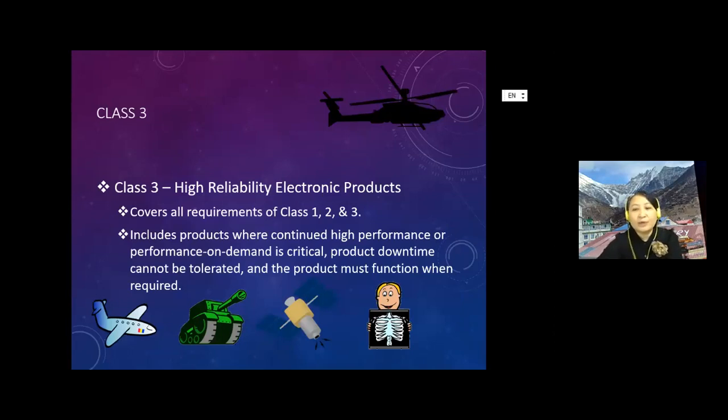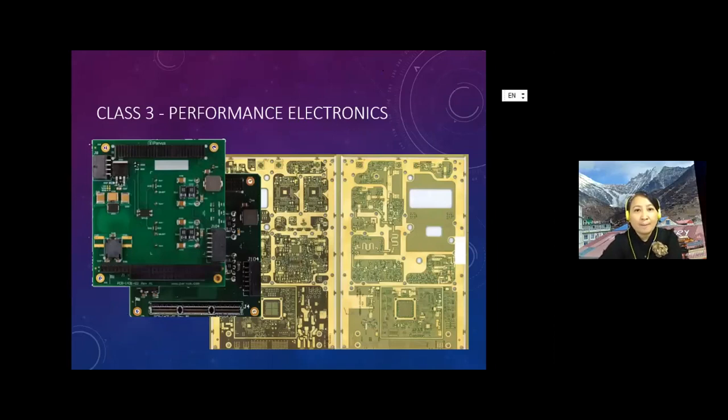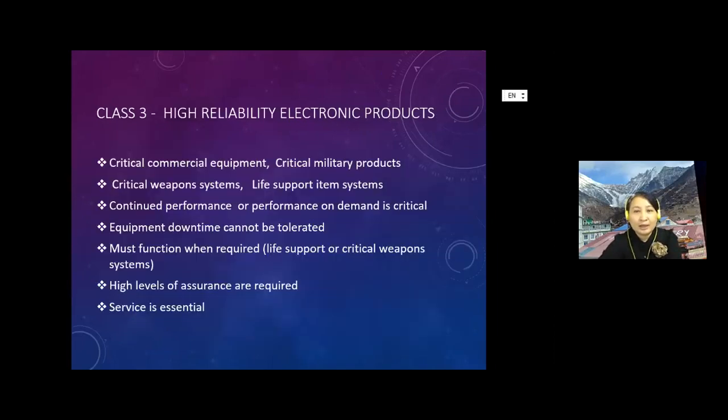So these are very critical kinds of PCB boards, and you will see that they are actually in most of the military products, and even in the life support systems in the hospitals, like your ICU, you have all those equipment. So those are class 3. And in terms of class 3, high levels of assurance are required, and service is essential, as in, because the product is very expensive, so we expect some kind of servicing of the board or servicing of the product.